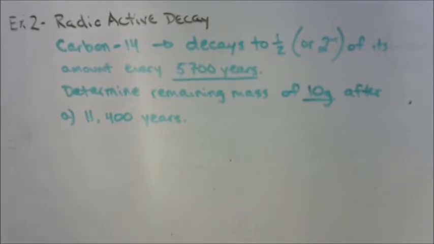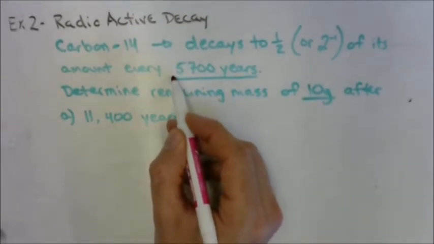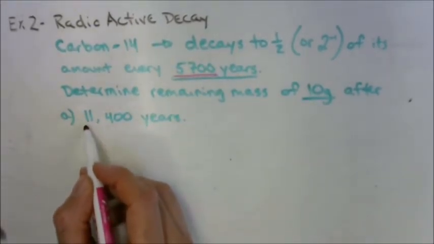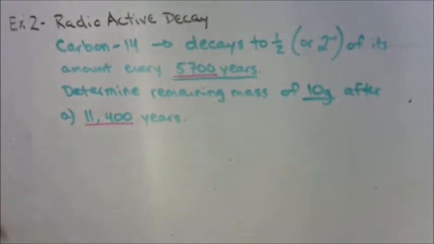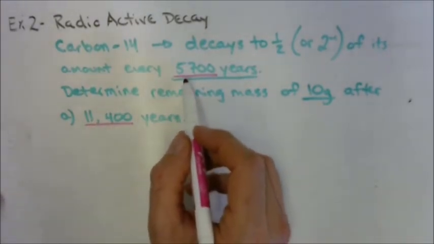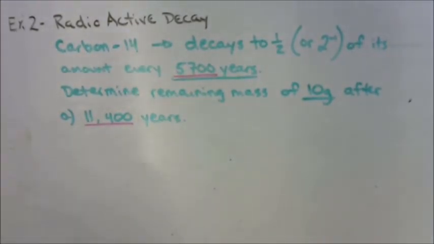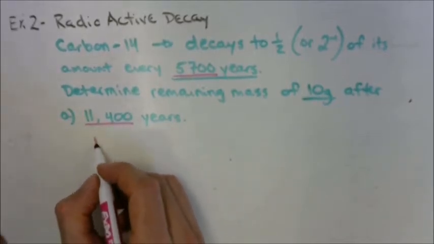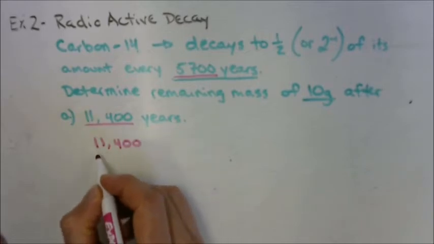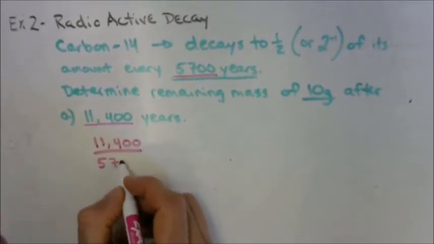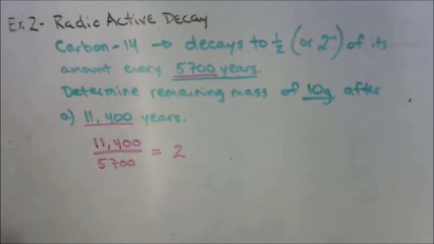We know that for each 5,700 years, the original amount decreases by a factor of 1/2. How many of these 5,700 year periods fit into 11,400 years? It's simple math. We just divide 11,400 by 5,700, and we get 2, so it will be cut in half 2 times. So let's do that. 11,400 divided by 5,700 equals 2. So that means we're going to have 2 half-life periods.